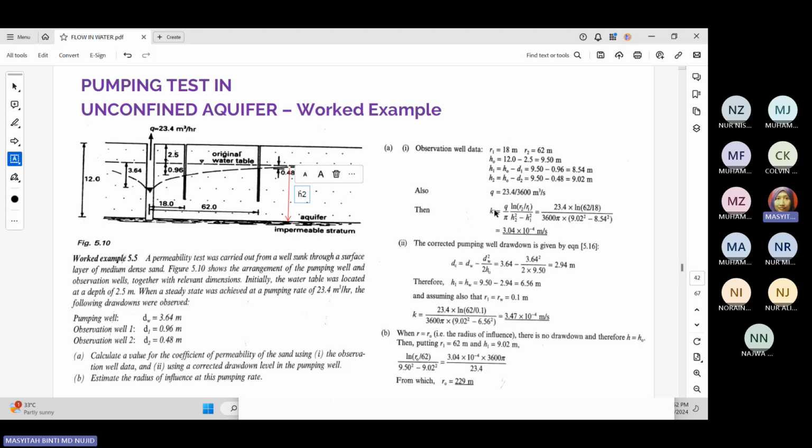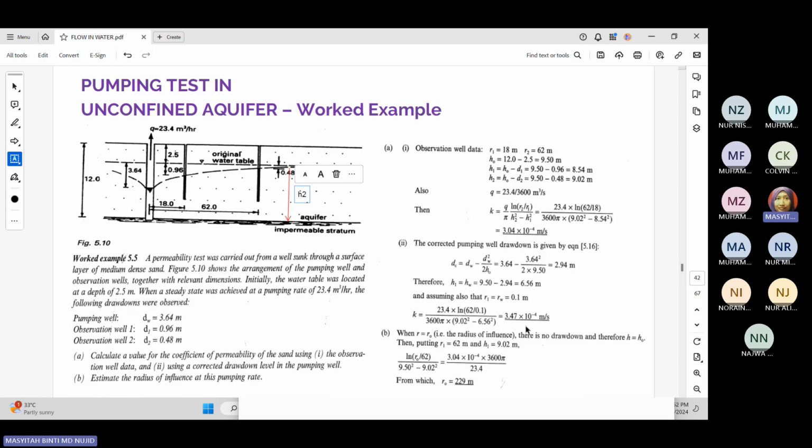The flow rate, convert it to seconds. In the earlier question it was given in hours. Substitute into the formula. So you get K equals 3.04 times 10 negative 4 meter per second.